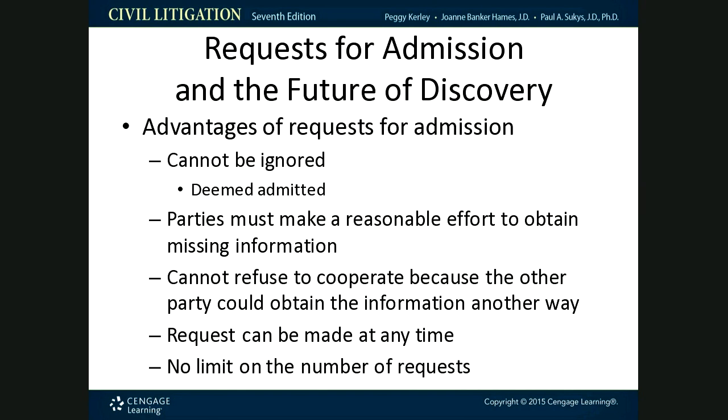And if you don't answer the request for admissions, then they're deemed admitted. But you file a motion to undeem the facts, they will be undeemed, and they're no longer admissions. I mean, the courts will grant that as a matter of course.